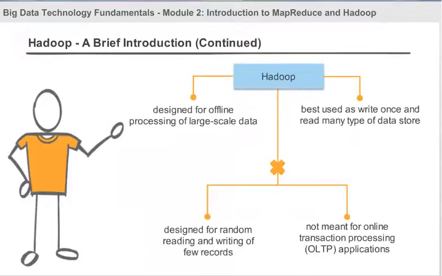What is Hadoop designed for? Hadoop is designed for offline processing of large-scale data. Hadoop is best used as write once and read many type of data store. Hadoop is not designed for random reading and writing a small number of records. It is not meant for online transaction processing or OLTP applications.